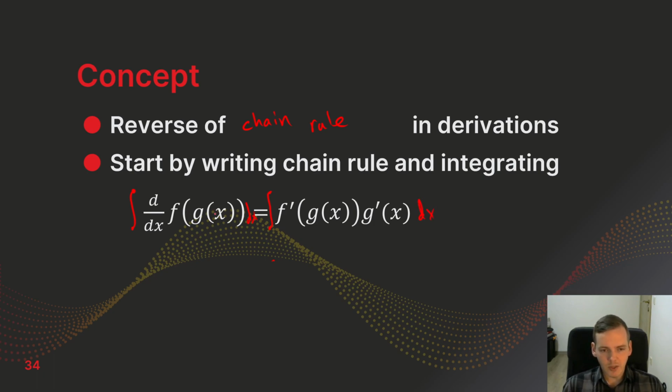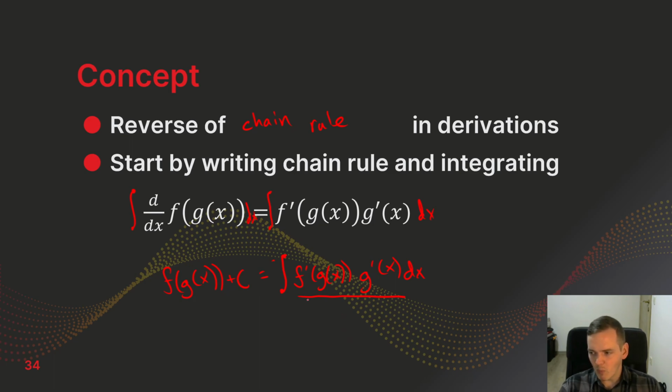Well, by the fundamental theorem of calculus, we know that if we take the derivative of something and then we integrate it, they cancel each other out. So we get f of g of x plus c is equal to the integral of f prime of g of x times g prime of x dx. So you'll notice if you have something that looks like this on the right-hand side, f prime of g of x, g prime of x, we can work backwards.